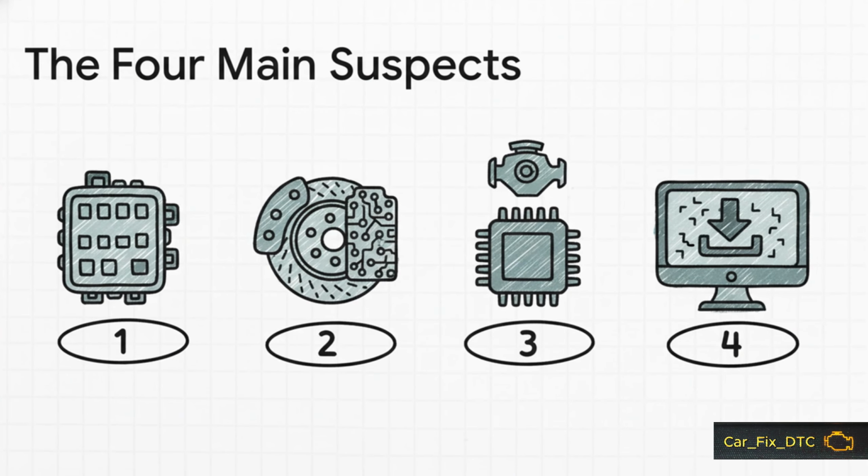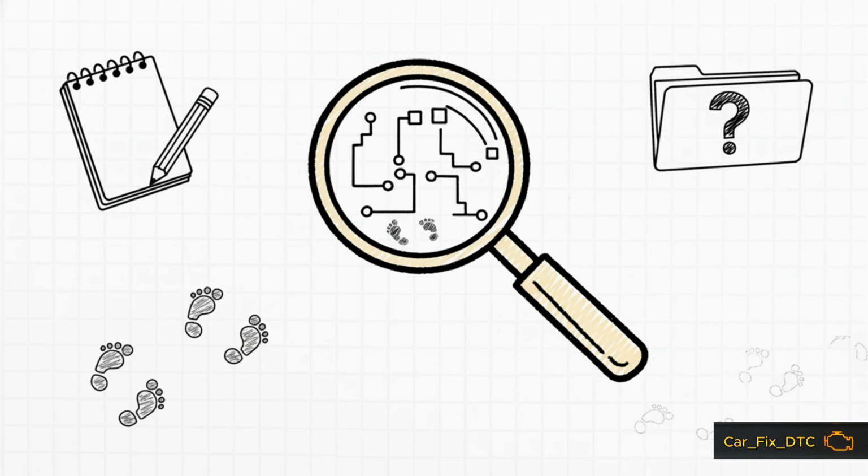First, it could be the TIPM itself, the command center we just talked about, or it could be the anti-lock brake system, the ABS module, which handles your braking. Suspect number 3 might be the main engine control unit, the ECU, which is basically the brain of your engine. Or, and this is a big one, it could be something as simple as an incorrect software version floating around in the system. Now that we have our lineup, it is time for some good old-fashioned detective work. We're going to go through each of these potential troublemakers one by one to figure out how to diagnose the issue. And finally, solve it.